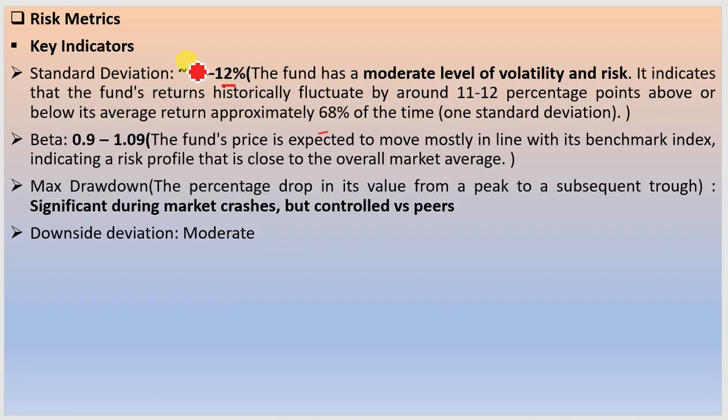Beta 0.9 to 1.09. The fund price is expected to move mostly in line with its benchmark index, indicating a risk profile that is close to the overall market average. Maximum drawdown, the percentage drop in its value from a peak to a subsequent trough, is significant during market crashes but controlled versus peers. Downside deviation is moderate. The fund maintains volatility close to its benchmark; while it does take active calls, the risk remains fairly controlled.